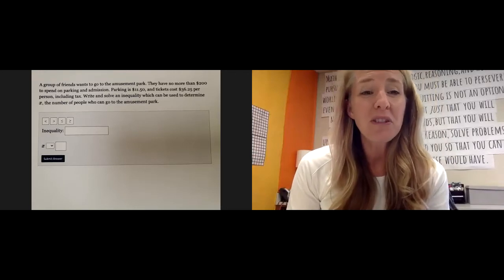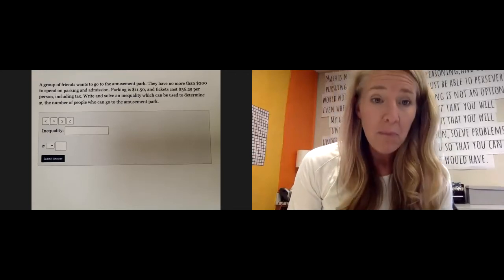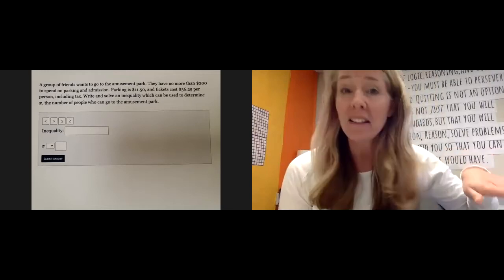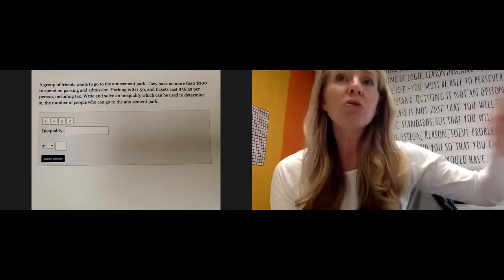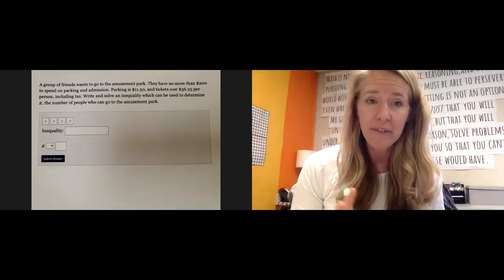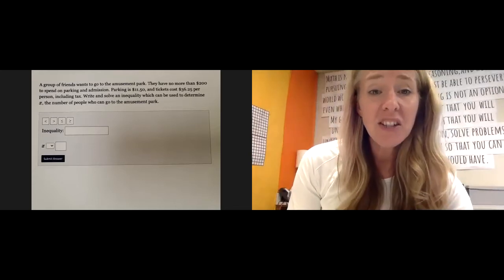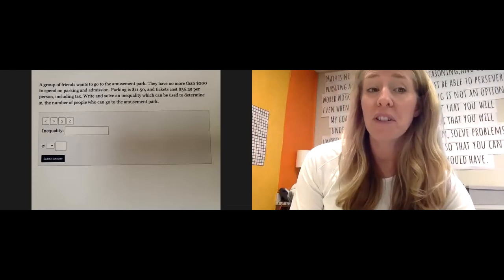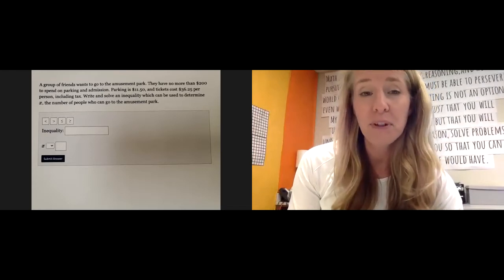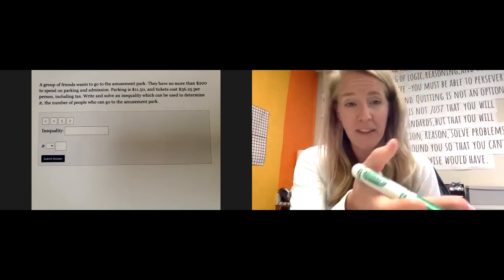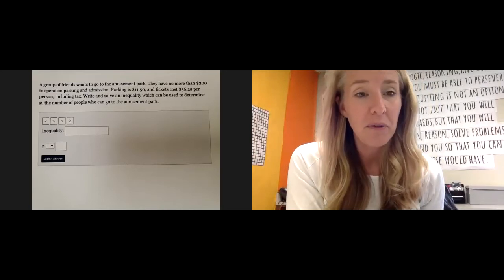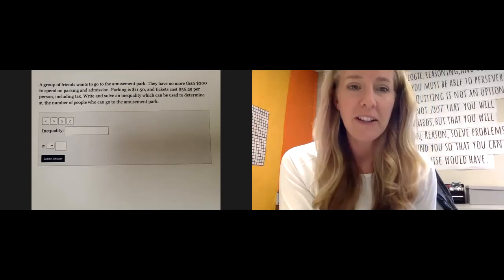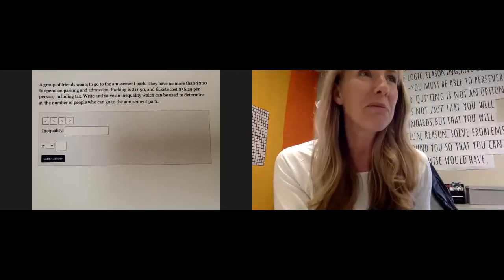They have no more than $200 to spend on parking and admission. Parking is $11.50 flat, right? That's not changing. I don't care if you drive a huge car or a small car, it's just $11.50. And then tickets cost $36.25 per person, including tax. That's a pretty reasonable price. That's kind of a realistic problem right there. It's easy to drop money at an amusement park when you talk about food, right? My kids are like, cotton candy, ice cream cones.